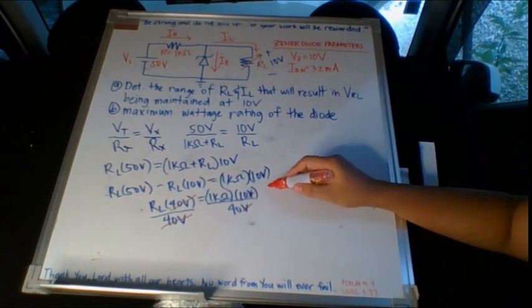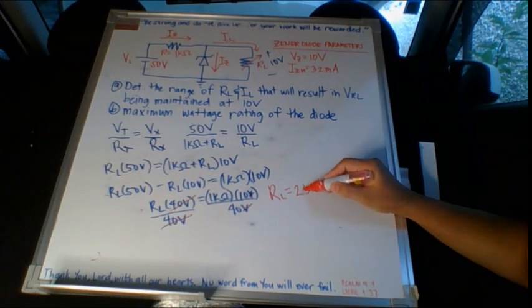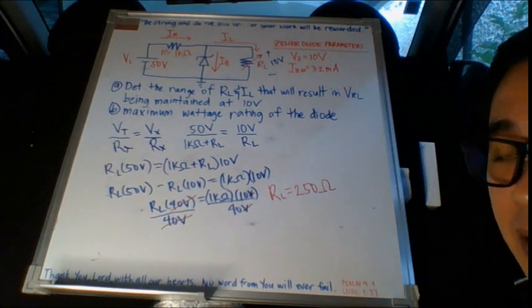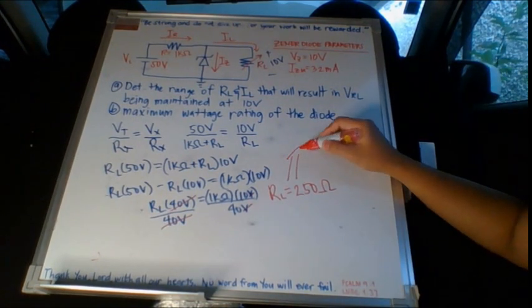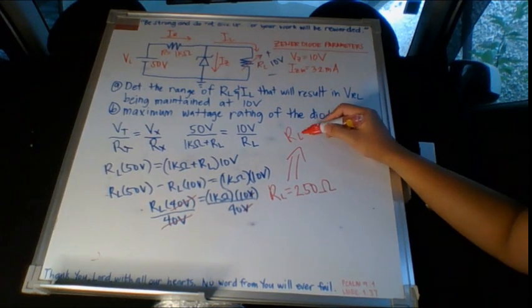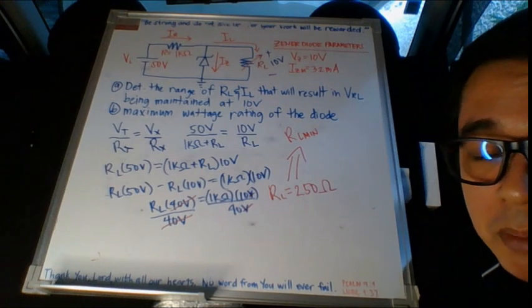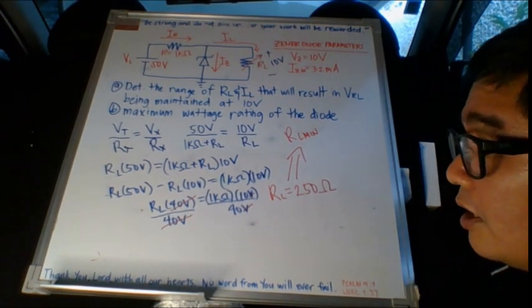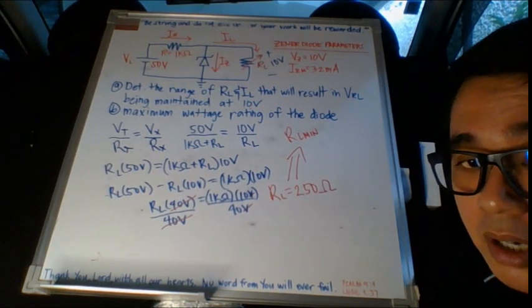We will have an R sub L of 250 ohms. Yan yung ating minimum. That's why we can call this R sub L min, to denote that this is the minimum amount of load resistance na pwede dun sa ating Zener circuit. Later on, ipapaliwanag ko ano bang importance ng RL min na yan.